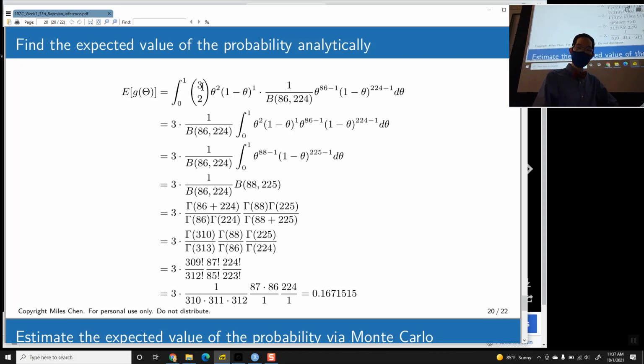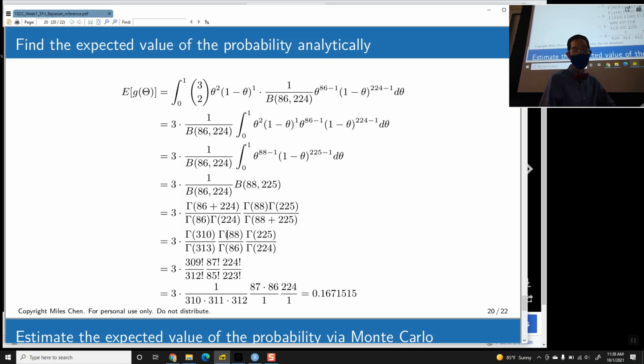Okay, so we're going to just take this. 3 choose 2 is 3, okay? And then we pull out the constants, 3 and 1 over beta 86, 224. We combine the terms. So what's left is theta squared, 1 minus theta to the 1, theta to the 86 minus 1, 1 minus theta to the 224 minus 1. This we combine to theta to the 88 minus 1, 1 minus theta to the 225 minus 1. This will integrate to beta 88, 225.